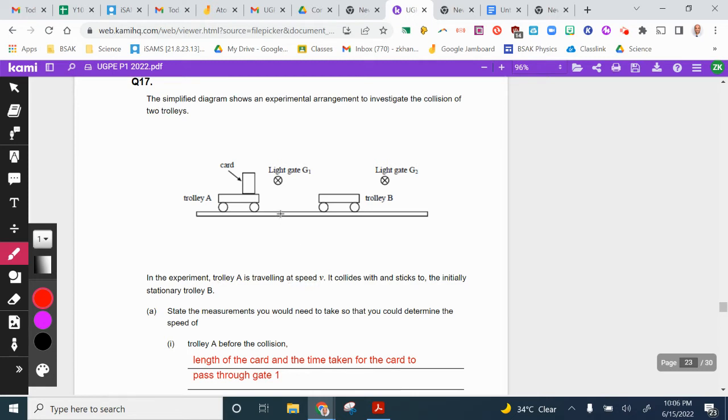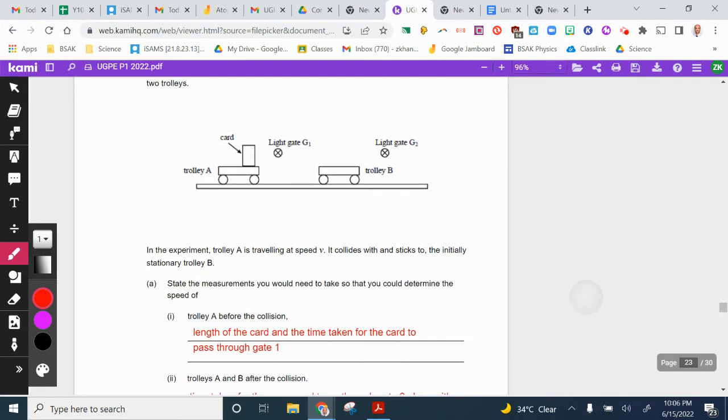So the distance, the length of the card divided by the time taken from the light gate would enable us to calculate the speed. So the measurements that we need is the length of the card and the time taken for the card to pass through gate 1. And then we do the distance, which is the length of the card, divided by the time it takes for the card to go through the light gate, and that will give us the speed of trolley A.